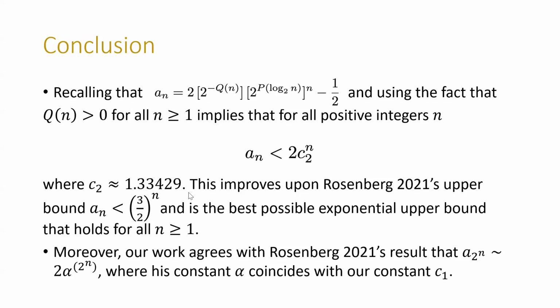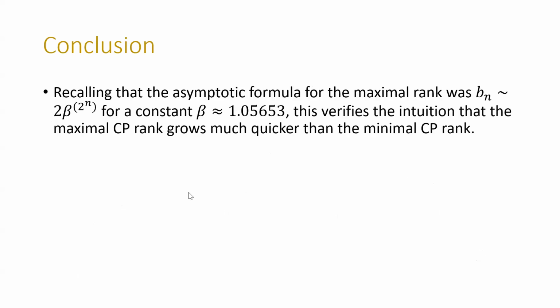Moreover, as a sanity check, Rosenberg 2021 showed that a sub 2 to the n has this asymptotic expansion, where his alpha coincides with our c1. So this work also verifies what had been previously known about the asymptotic expansion of a sub n, except we also find it for general n instead of just powers of 2. And it confirms the intuition that the maximal rank, which is super exponential, will grow much quicker than the minimal.